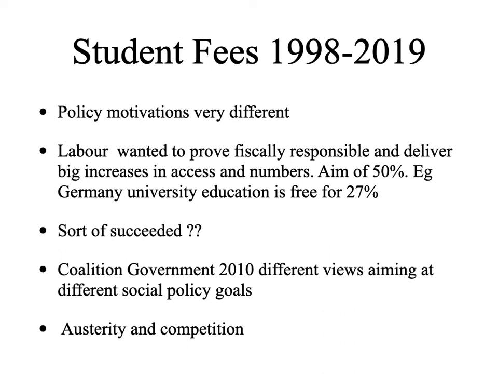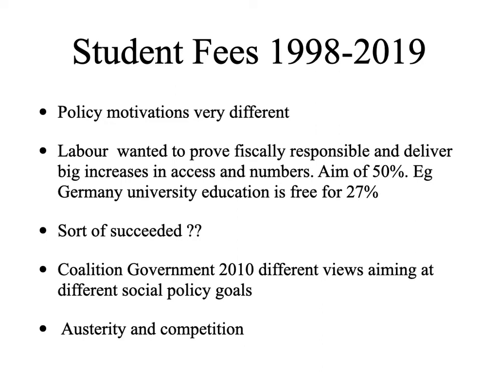So in looking at student fees and how they evolved over the 20 years of various increases, policy motivations, I think, were very different. The Labour governments initially wanted to prove themselves fiscally responsible, as we've reflected, to deliver big increases in university access, particularly into what would have been called the working class, and to increase the numbers going to university, with the aim that was set originally by Blair of 50% of students.